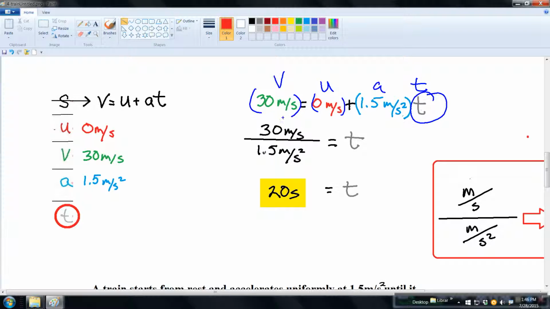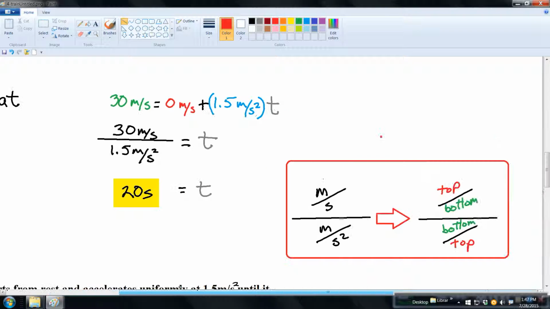20 seconds. Notice again, here's the stuff in between the sandwich, that's on the bottom, and the meters and seconds squared on the outside are on top. So what can we cancel? We can cancel a second and a squared, and then meters cancel. So we're left with s on the top, just like there you go. So that and that cancels and that cancels, again using that.